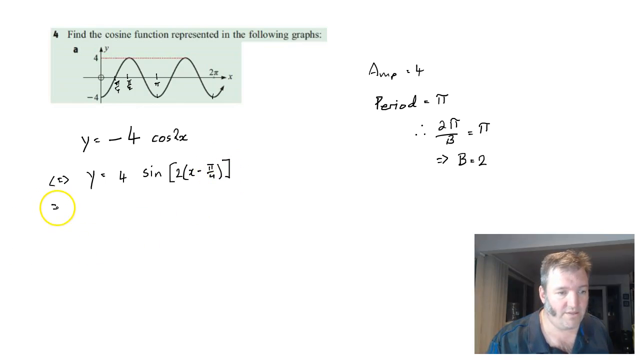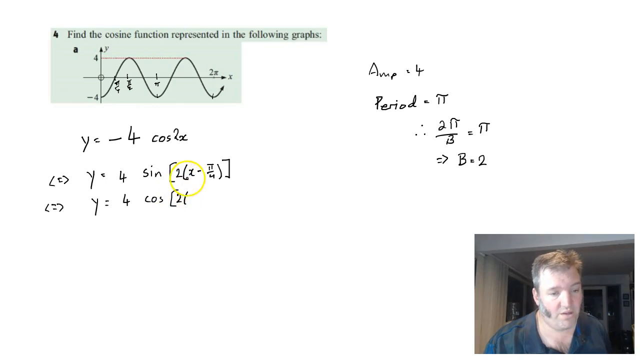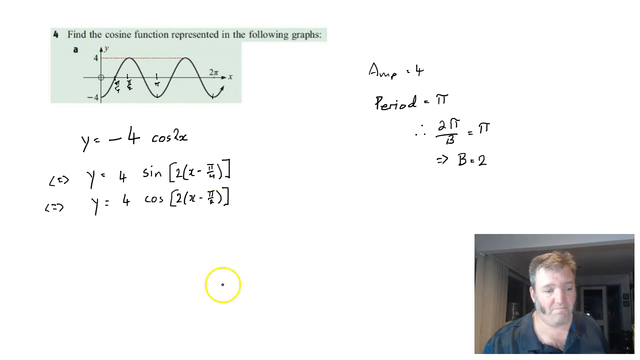Or I could just as easily say it was the cosine graph. y equals 4, not a negative cosine, but a cosine. Cosine, remember the 2 outside the brackets. And cosine graph shifted pi on 2 to the right, so it's x minus pi over 2. That will give me a transformation of pi over 2 to the right. If you type them into Desmos, you'll find they're all the same.